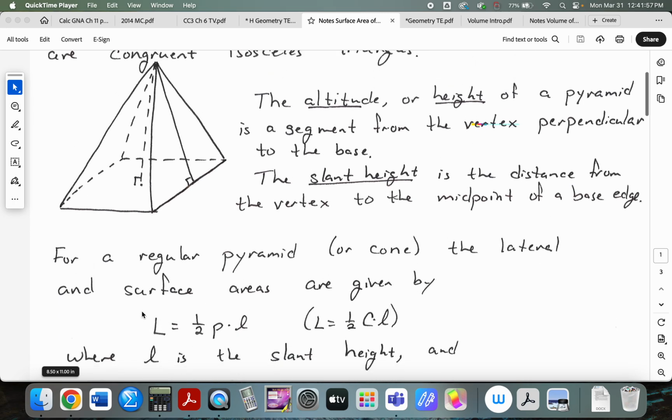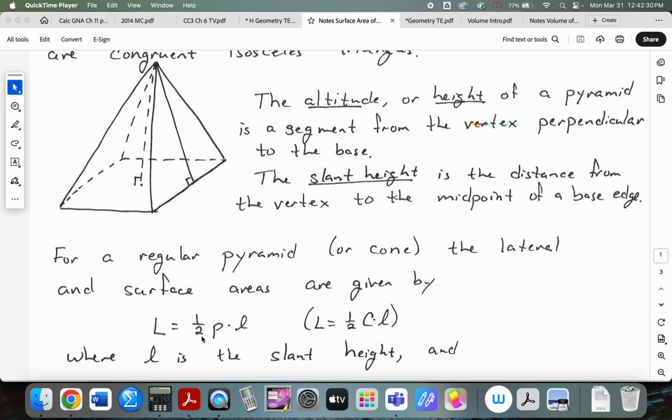So, for a regular pyramid or for a cone, the lateral area is equal to half the perimeter times the slant height. So we still want to go all the way around the pyramid, but as we're going up the sides, if we were painting the sides of the pyramid, are we going straight up any longer? You're not going straight up. You're going up at an angle. That's why it's the slant height.